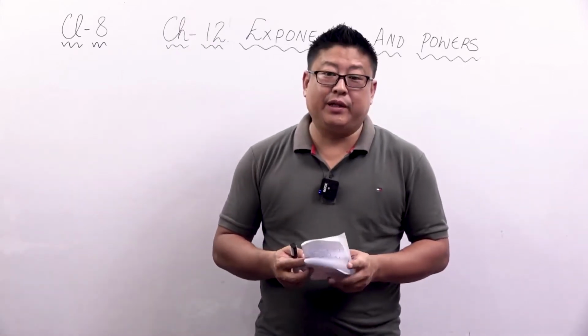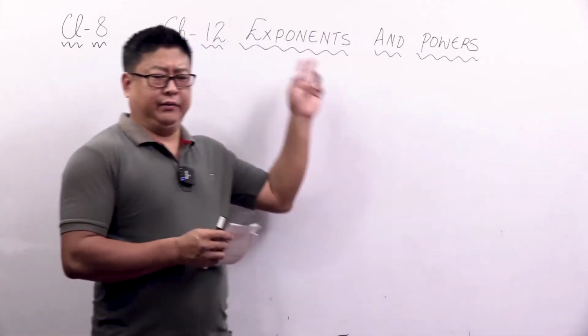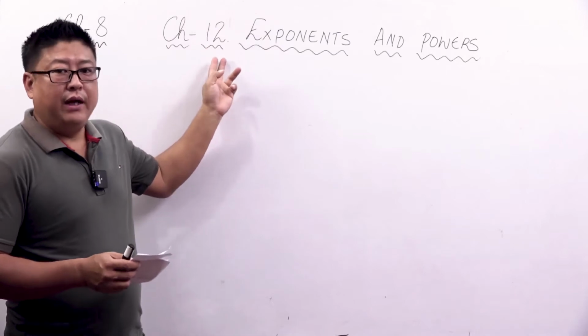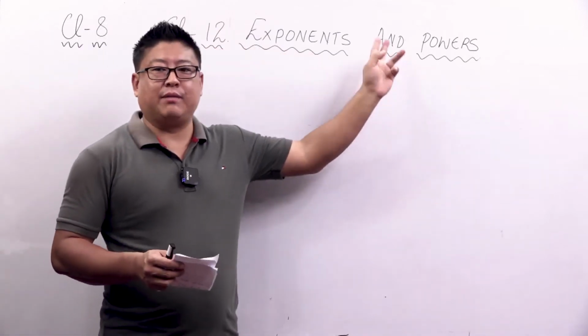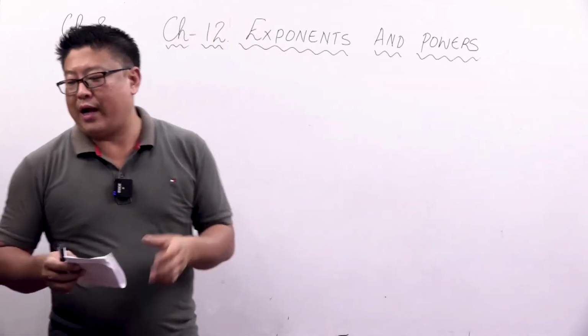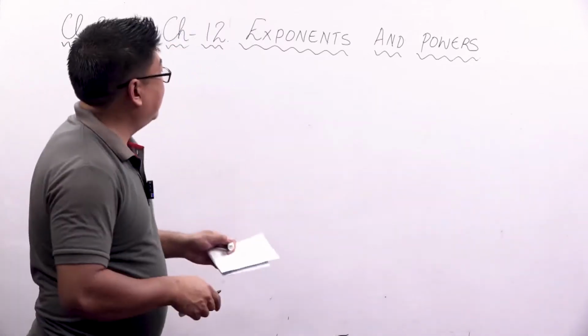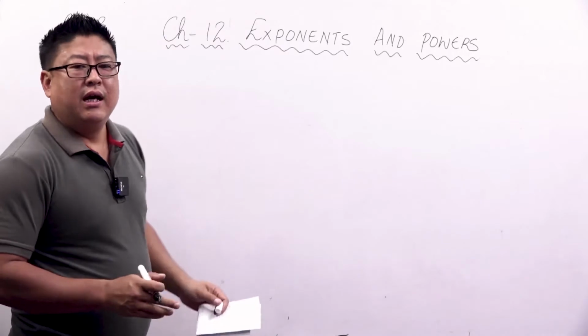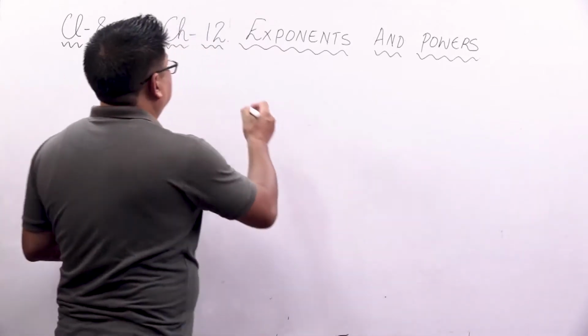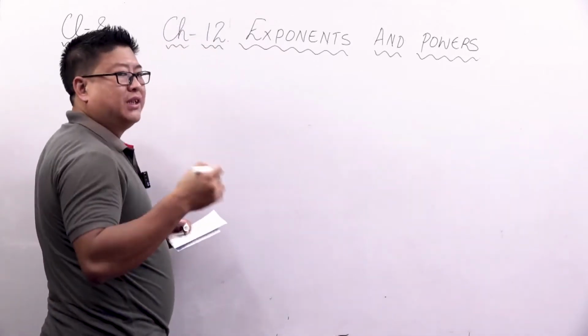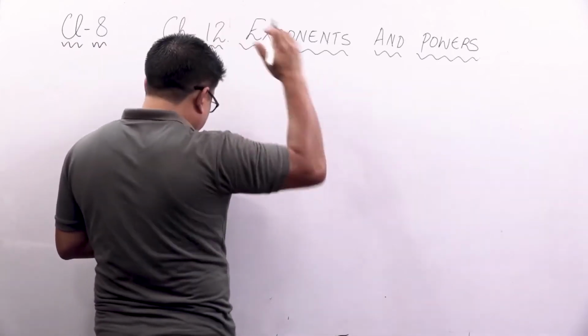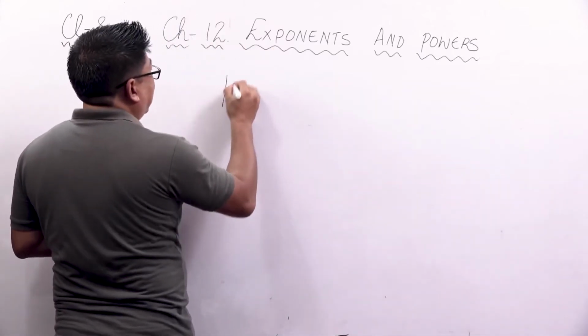Today we will be starting with a new chapter, and the chapter number is 12. The name of the chapter is Exponents and Powers. I'm sure that in the previous year, that is class 7, we have already learned about exponents and powers. But till today we have learned about only the positive exponents. So we'll come to that later. First, let us look at an example.